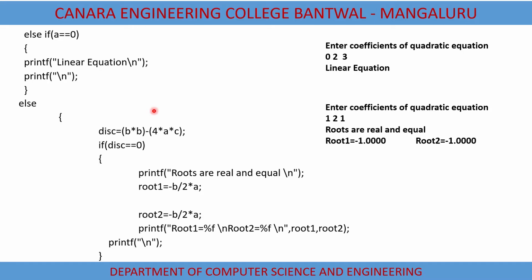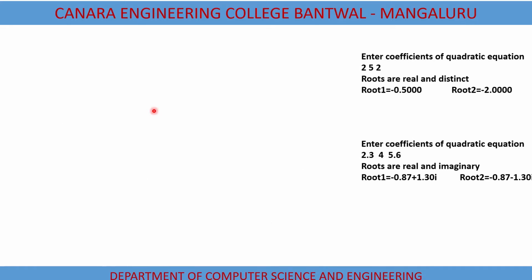So when the discriminant value is 0, we can say that roots are real and equal, and it is going to calculate based upon the given formula. Now we will proceed to the next section.